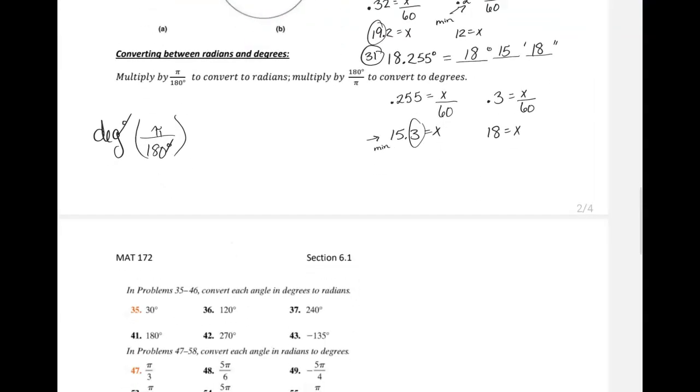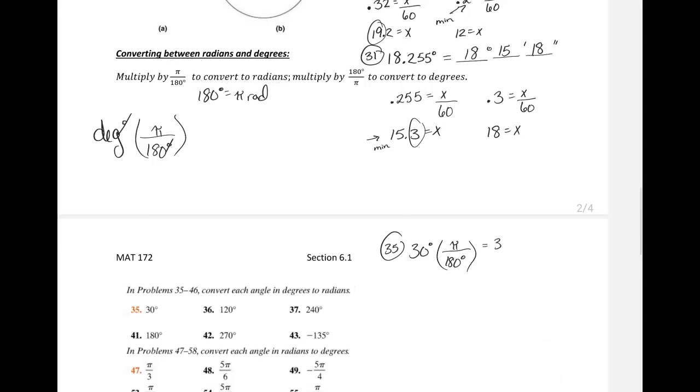So for instance, let's look at number 35. In number 35, we have 30 degrees, and we want to convert that into radians. So we're going to multiply by the equivalency: 180 degrees is equal to pi radians. The 180 is going to go on the bottom so that degrees cancel, and then the pi has to go on top. That's why we're multiplying by pi over 180 when we want to convert to radians.